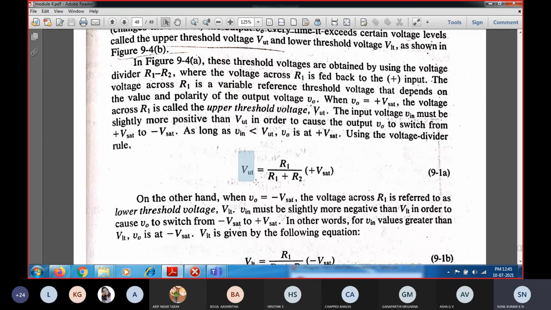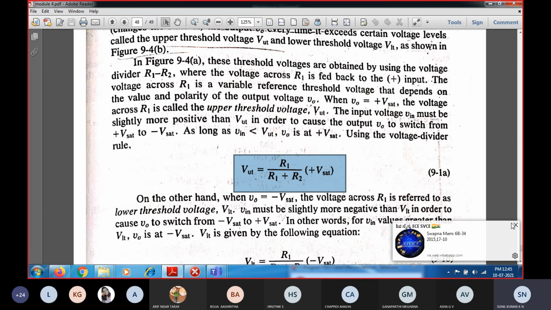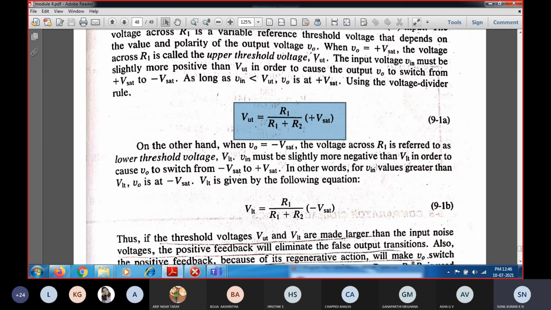The same thing has been written here. The upper trigger point voltage is with positive V saturation, which is V0 itself. So V0 is positive V saturation into R1 divided by R1 plus R2. That is the upper trigger point voltage. To find the upper trigger point voltage, the output voltage will be in positive saturation. So this is the design for the positive saturation.